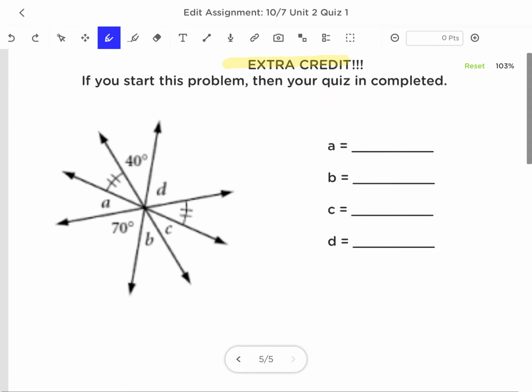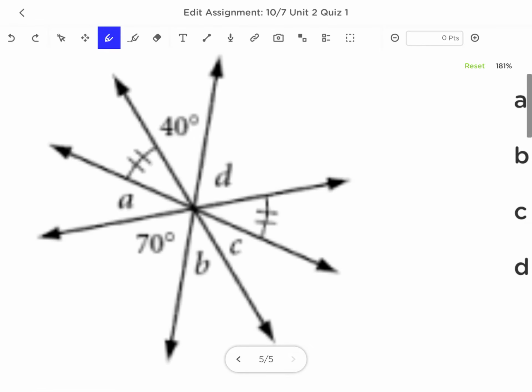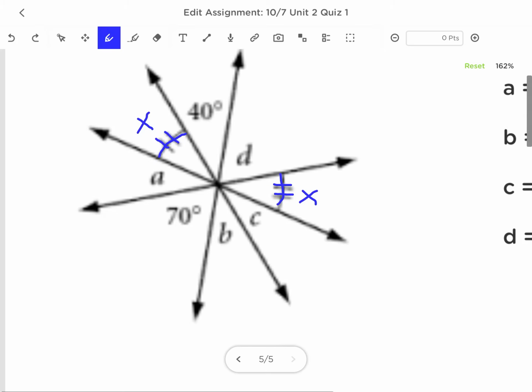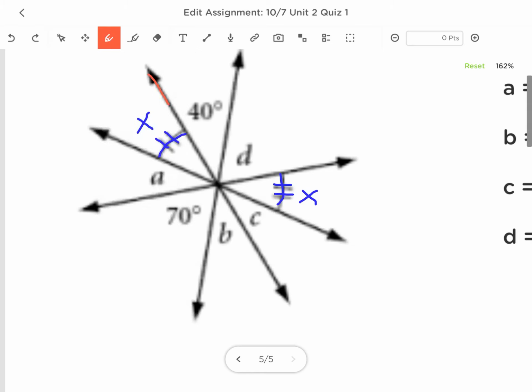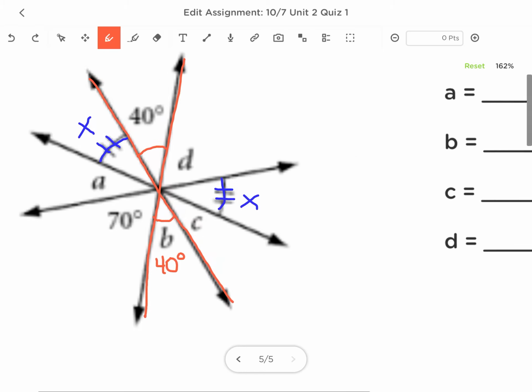And then for our extra credit here, these tick marks are telling you that these angles are congruent. They should be the same measure. I don't know what that is right now, so I'm just going to call these both x. What we do know, though, is that, let's use a different color here, vertical angles are congruent to each other. We can see that this 40 degrees is a vertical angle with B, so that means B also has to be 40 degrees.